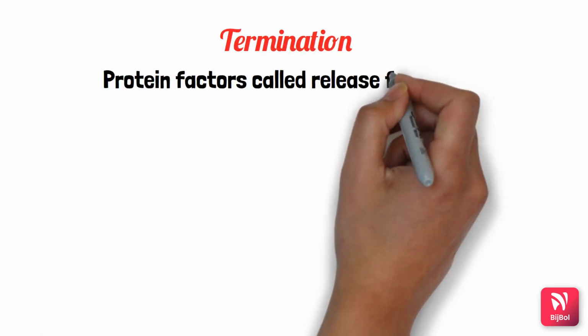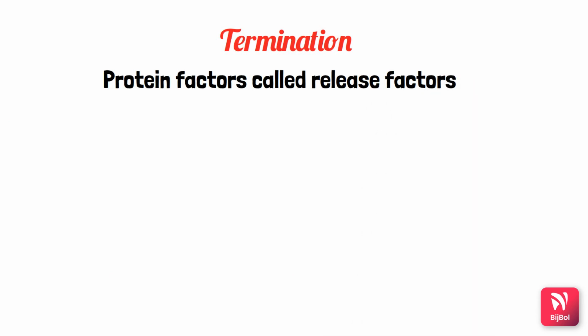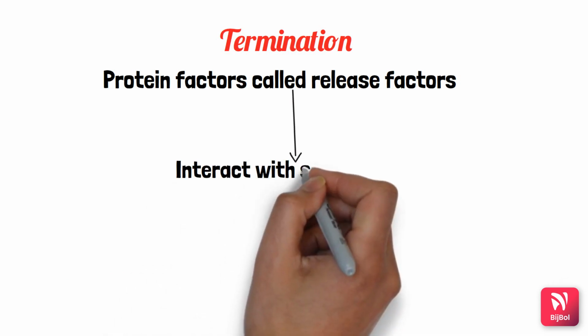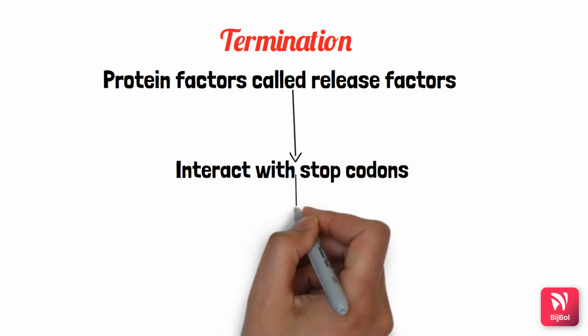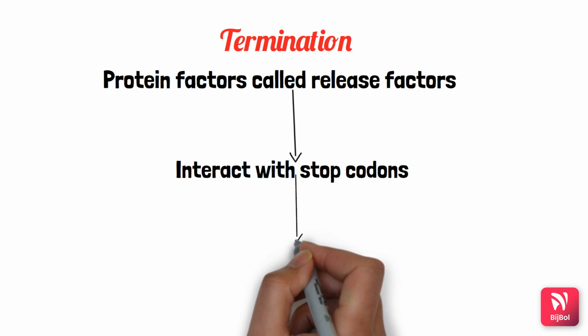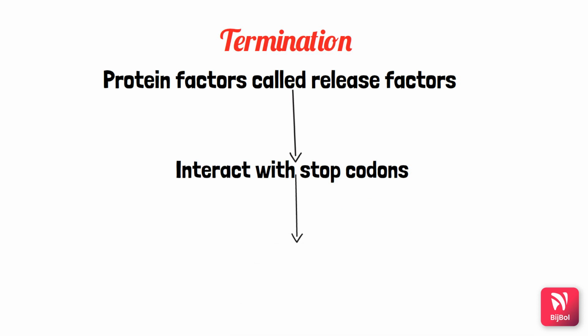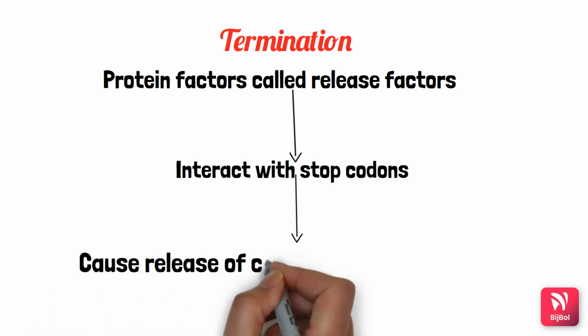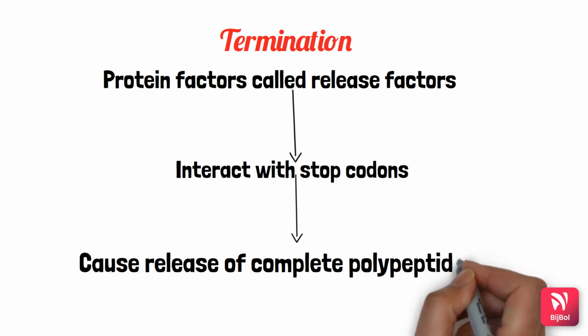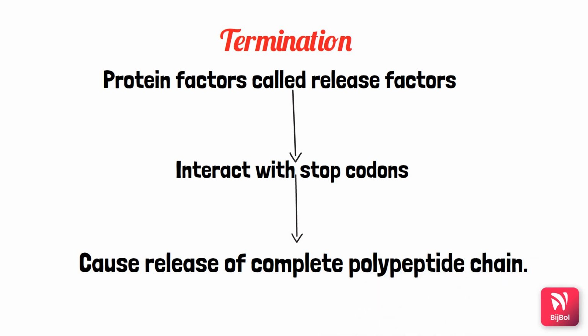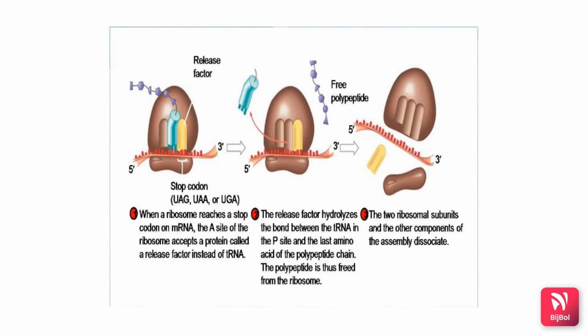Now let us finally discuss termination. In termination, there are certain factors involved. They are nothing but protein factors. These protein factors, called release factors, interact with the stop codons, and when they interact with the stop codons, they cause the release of the complete polypeptide chain. So once the ribosome reaches the stop codon, termination happens and finally the translation is stopped.